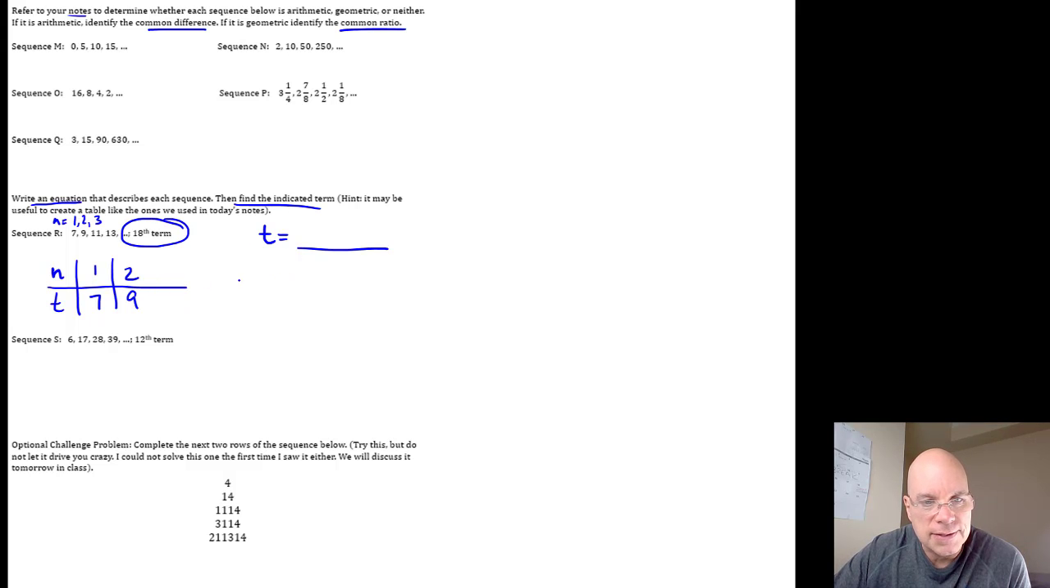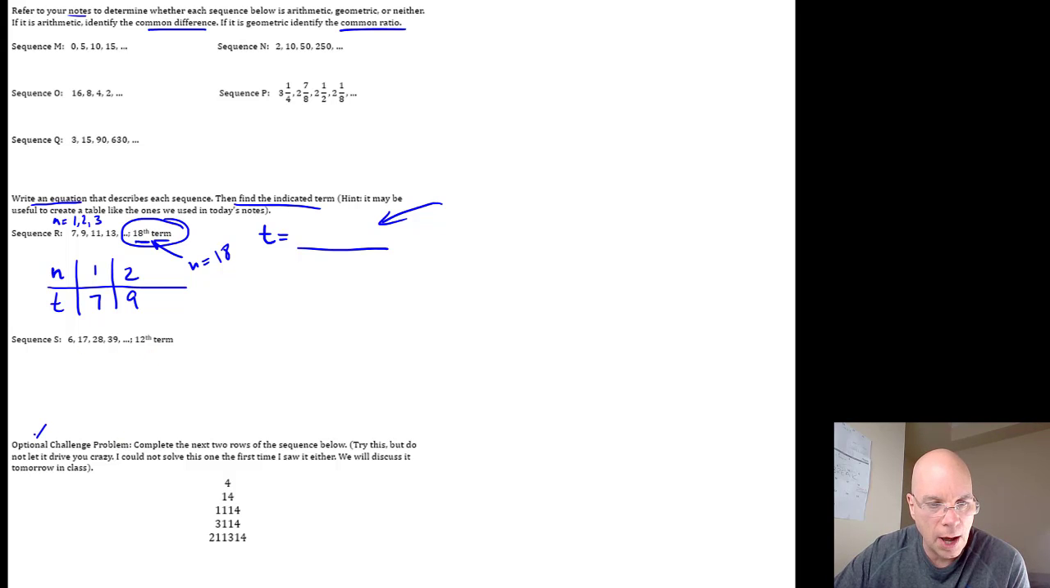Now don't extend your sequence 18 places, because if I had asked for the 178th term, that would be ridiculous. Once you have the equation, substitute 18 for n. n equals 18. Figure out what the term would be by substituting into the equation. You've got a similar problem here.